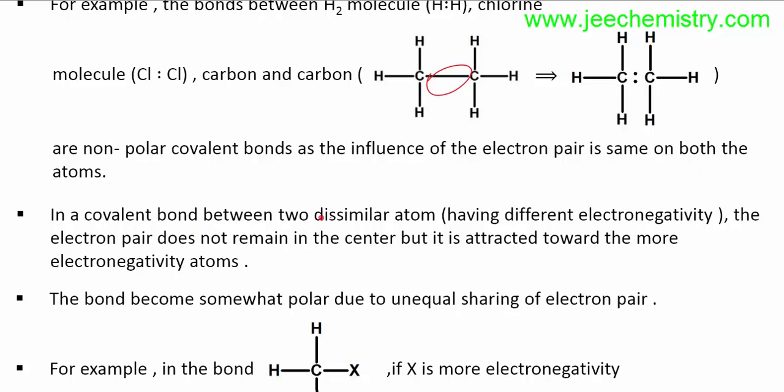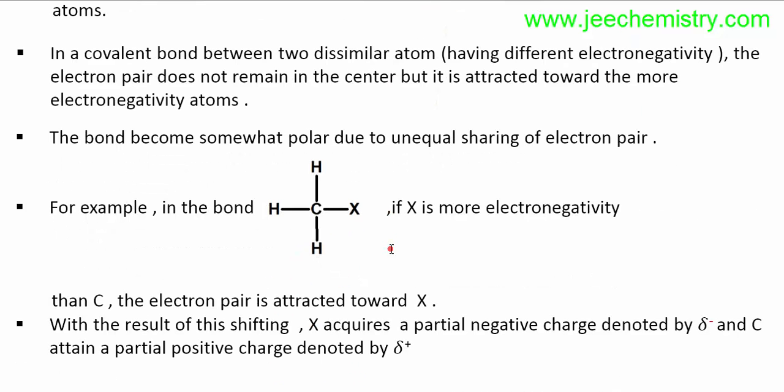In covalent bonds between two dissimilar atoms having different electronegativity, the electron pair doesn't remain in the center but is attracted towards the more electronegative atom. I have already said that it will slightly shift toward the more electronegative atom. The bond becomes somewhat polar due to unequal sharing of the electron pair. For example, here the covalent bond is formed between carbon and halogen. Halogen is more electronegative, so it will attract more of the electron cloud.